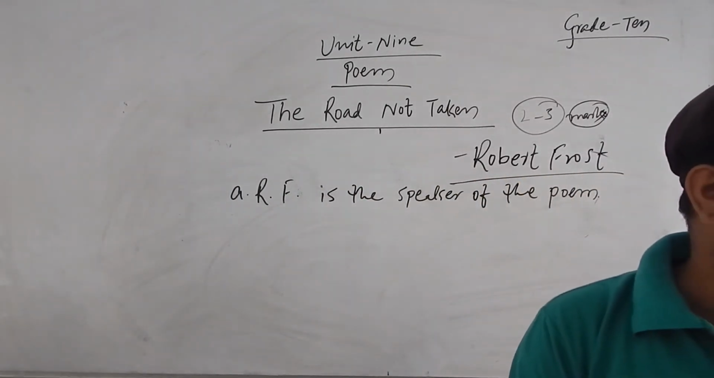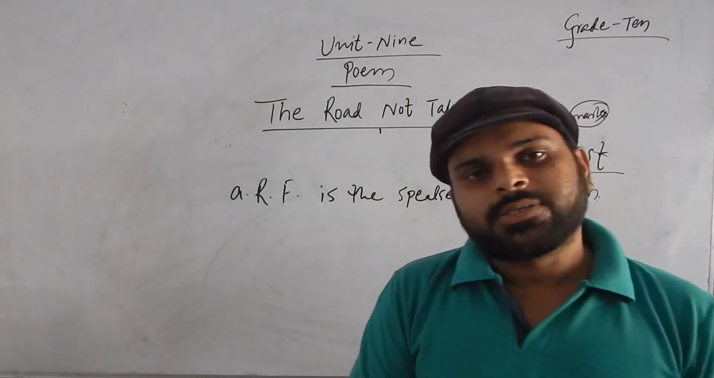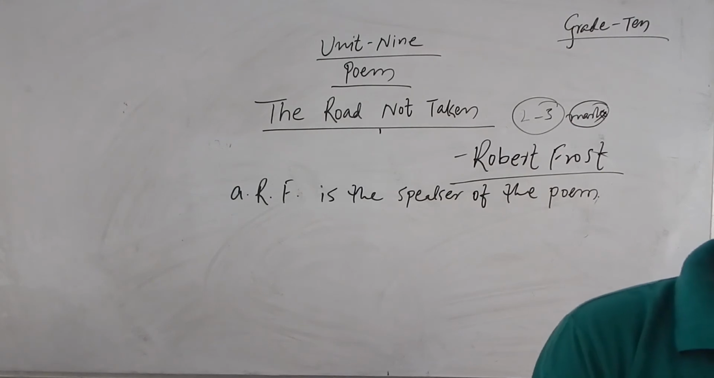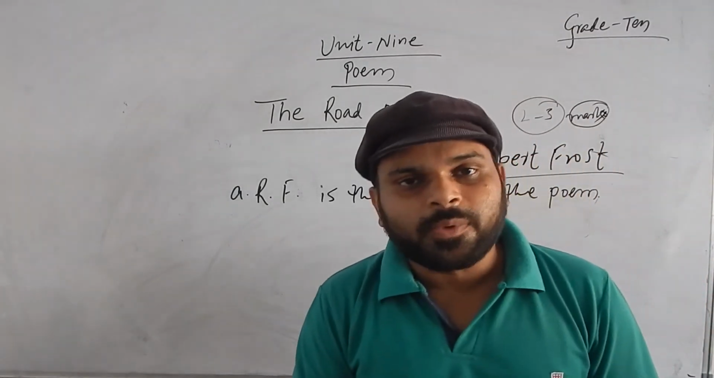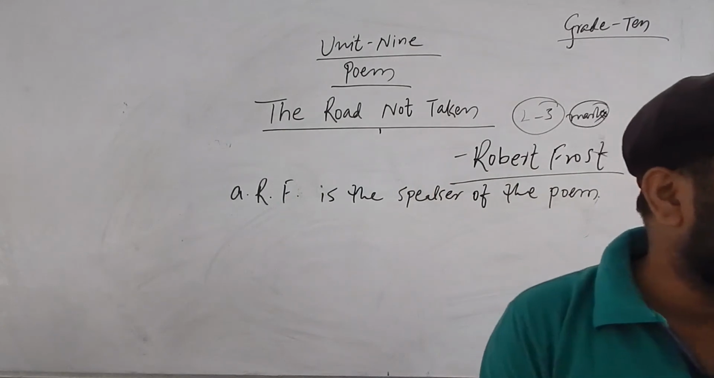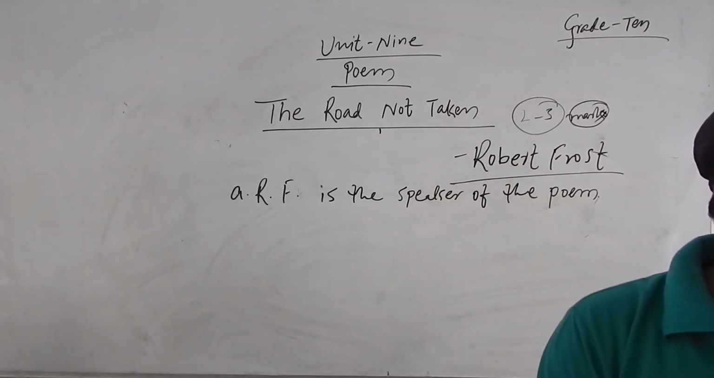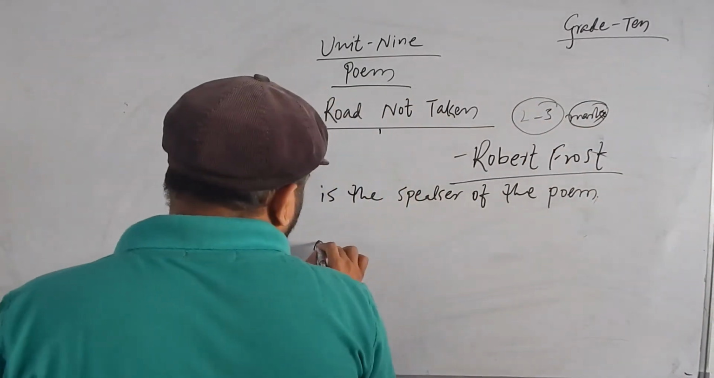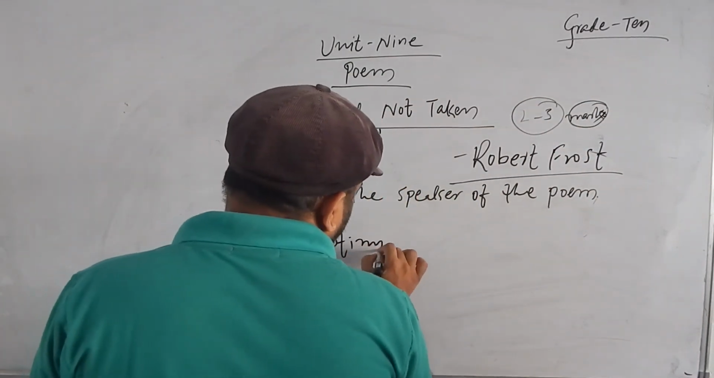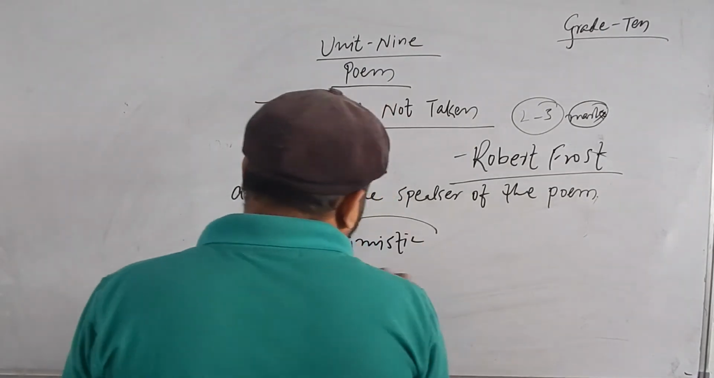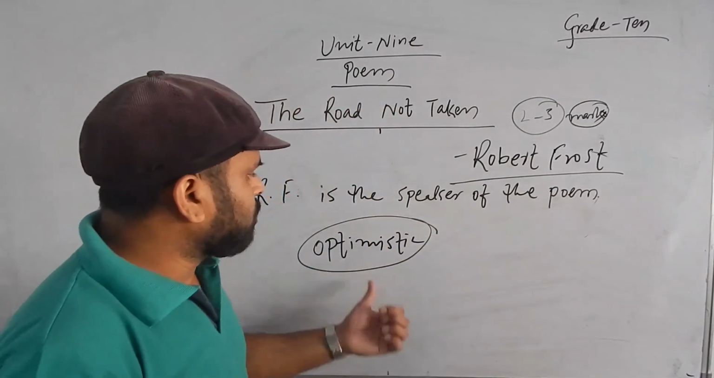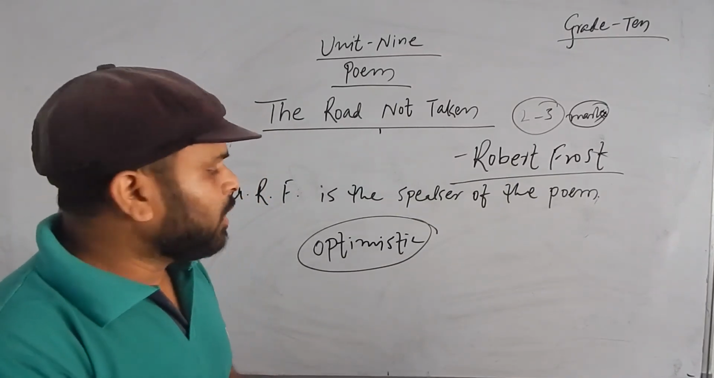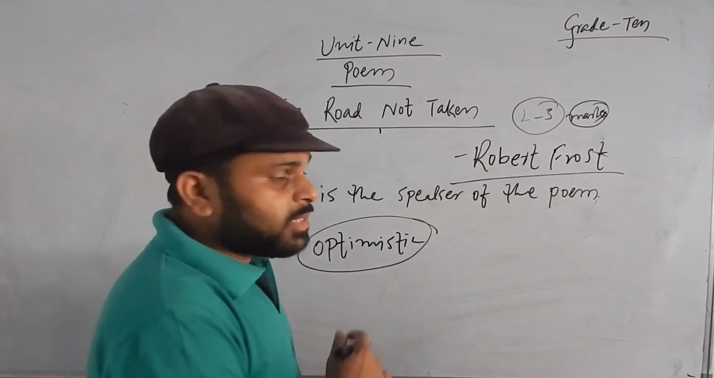Why is he in dilemma? What was his dilemma? Which road does he choose to travel? Finally, what was his decision? Which road? Why does he leave the other one? Is the speaker optimistic? Okay, optimistic. What is the meaning of optimistic in this text? Simply, in Nepali, it's Asavadi. Okay.